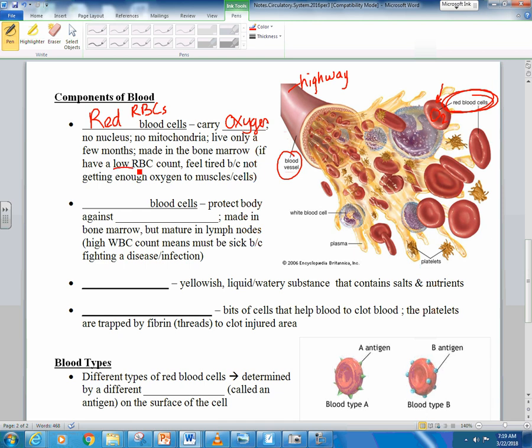And some people have a low red blood cell count. And if they have a low red blood cell count, that means that they cannot carry enough oxygen. And therefore, they're going to feel tired. They're called anemic. In addition to red blood cells, you will see right here that we have this other color. These are white blood cells. White blood cells have an important job in the body because they protect the body against disease or infection.